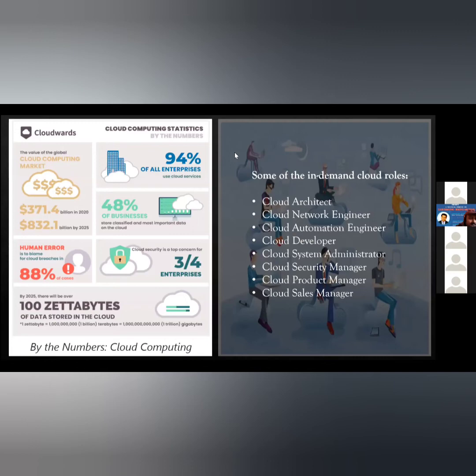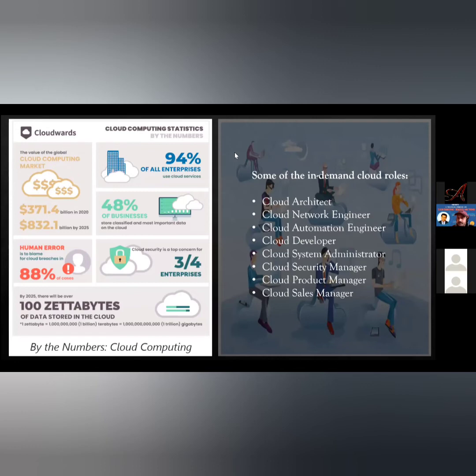And one of the most important things is for people who are from non-computer science backgrounds here. How many of you are from non-computer science backgrounds? Can I get some numbers, please? Just type in the chat non-IT or non-computer science. Let's get an idea. Anyone else?